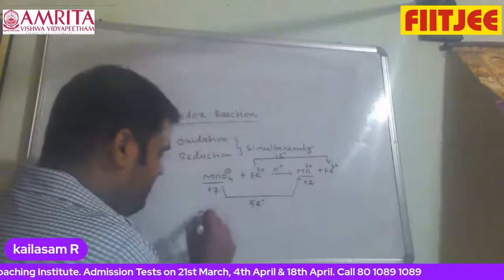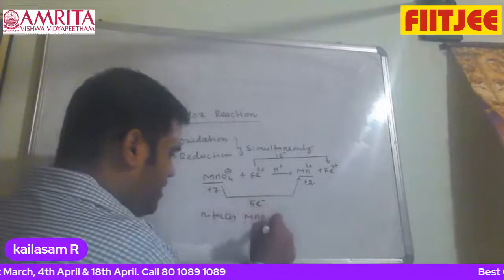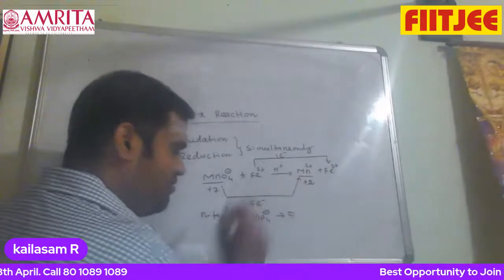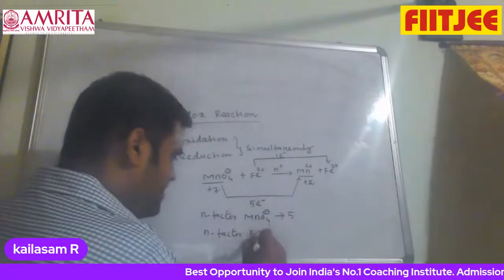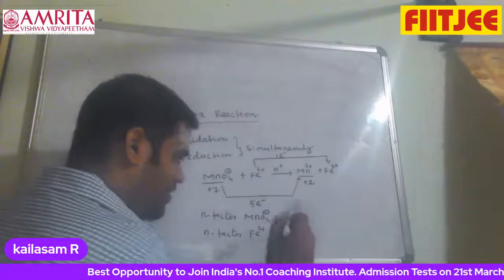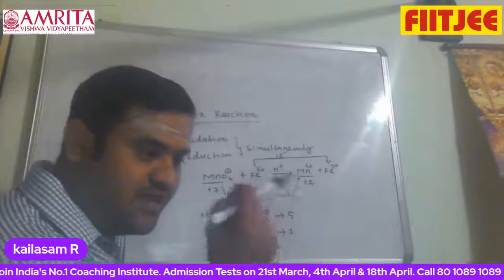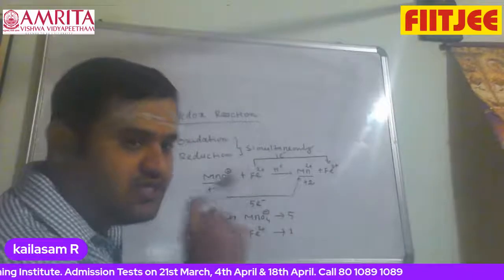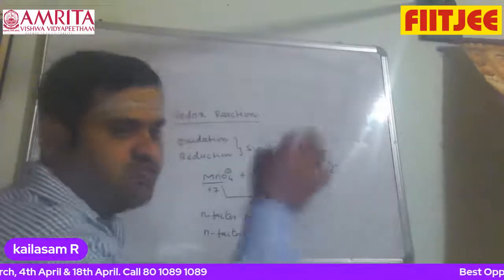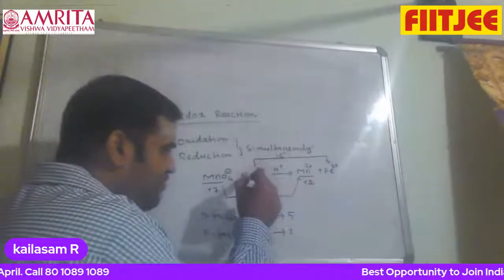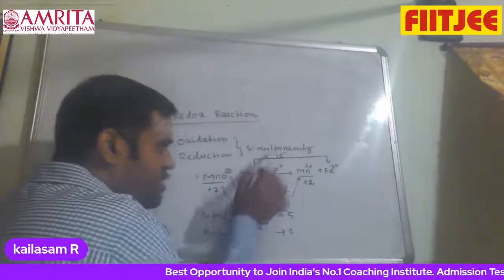I can write that the n factor of MnO4 minus is 5. The n factor of Fe2 plus is 1. Now I can say n factor is the reverse of molar ratio. Why, sir, are you saying that n factor is the reverse of molar ratio? What is the logic behind this? Because in a redox reaction, the number of electrons gained and lost must be equal. So I multiply this by 5 and this by 1. Therefore 1 into 5, 5 electrons; 5 into 1, 5 electrons.